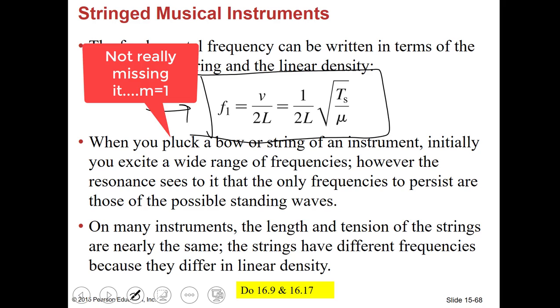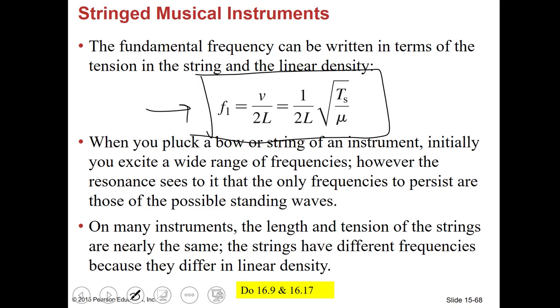Okay, so when you pluck a bow or a string of a guitar or whatever you're trying to play, initially you excite a wide range of frequencies. However, the resonance sees to it that only the frequencies that persist are those of possible standing waves. Okay, so with the guitar string, you can make it longer or shorter by putting your finger on the string. So when you do that, you actually make the length of the string less, and then you can make the frequency higher if you do that.